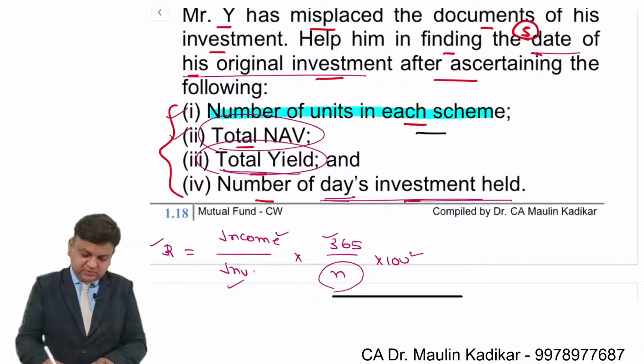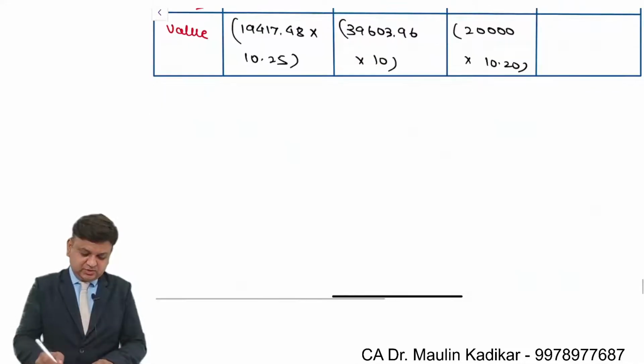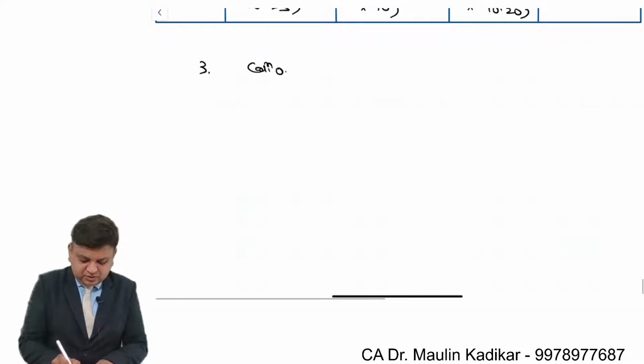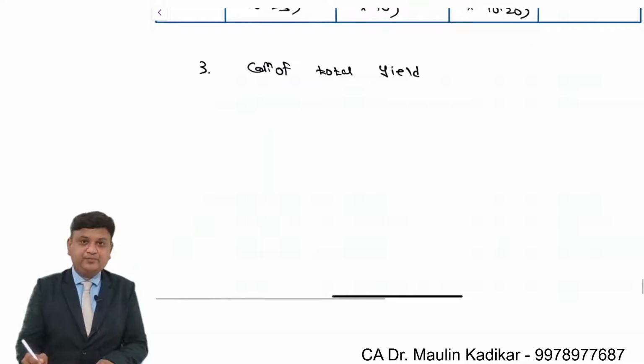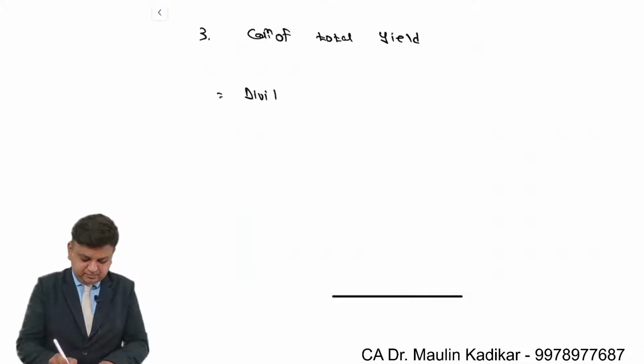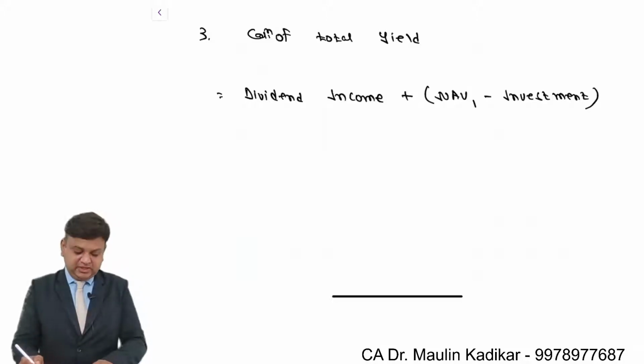Next question is calculation of the total yield. Yield means return. So answer for the third question, calculation of total yield. How will it be found? It is dividend income plus NAV1 minus investment. That is the way the total yield can be calculated.